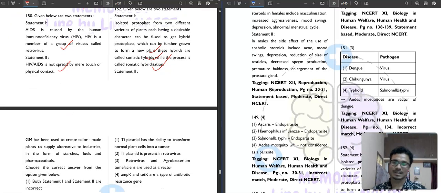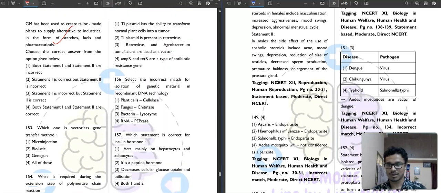Then statement 2 says that genetically modified plants have been used to create tailor-made plants to supply alternatives to industries in the form of starches, fuels and pharmaceuticals. Absolutely correct. So both are correct. So the fourth option will be your correct answer. Then question number 153.